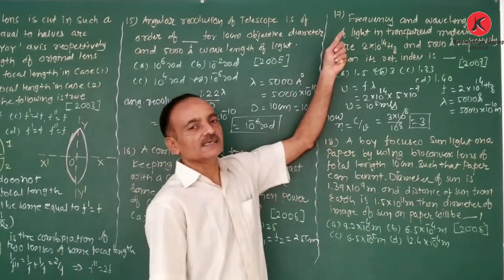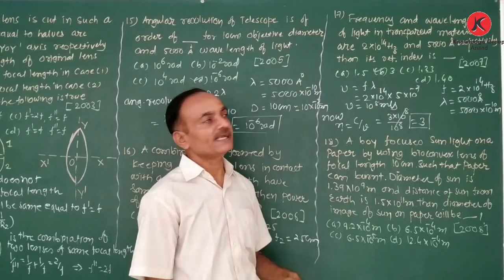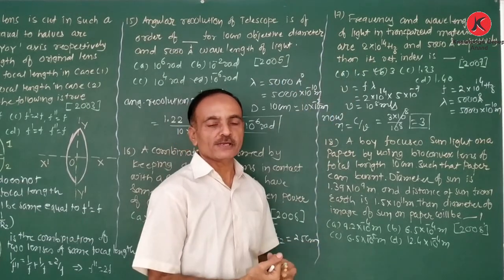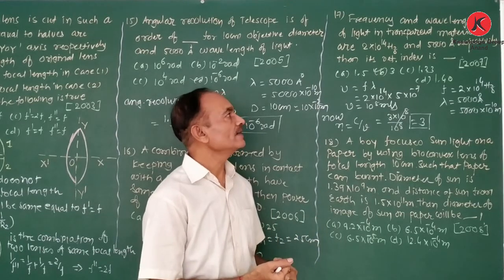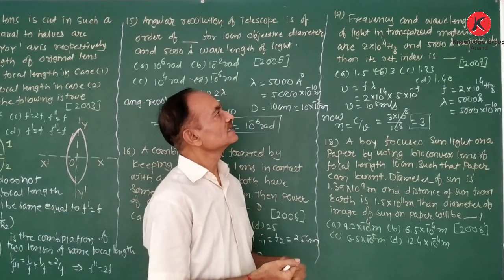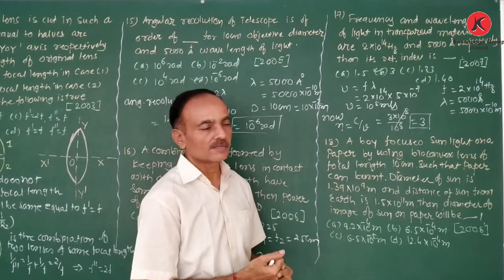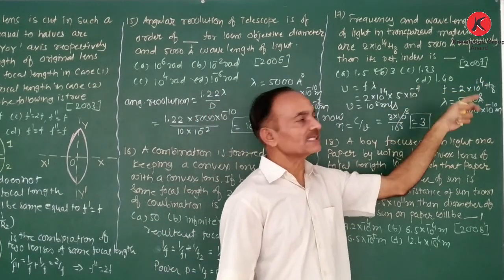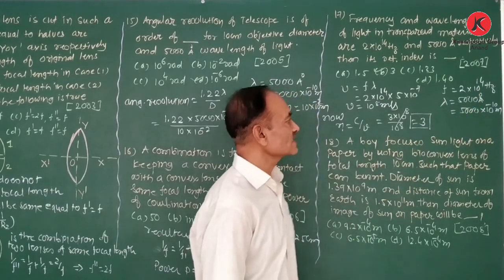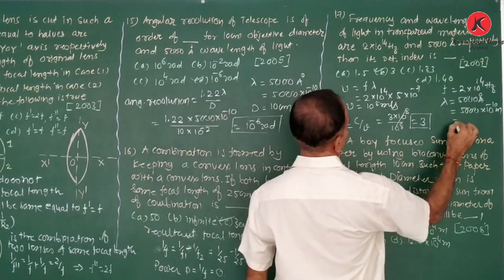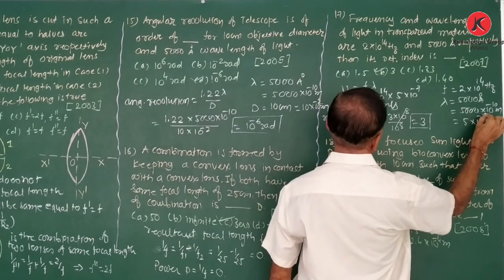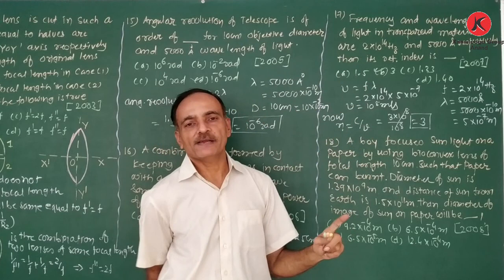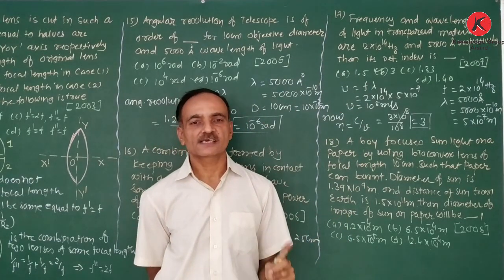Again, a very easy question. The frequency and wavelength of light in a transparent material are given. Frequency is 2 × 10^14 Hz and wavelength is 5000 angstrom. That means 5000 × 10^-10, which is 5 × 10^-7 meter. We require the value of the refractive index of the given transparent material.